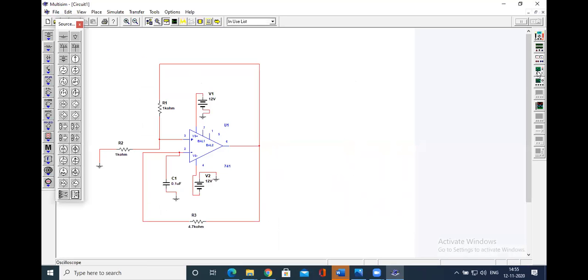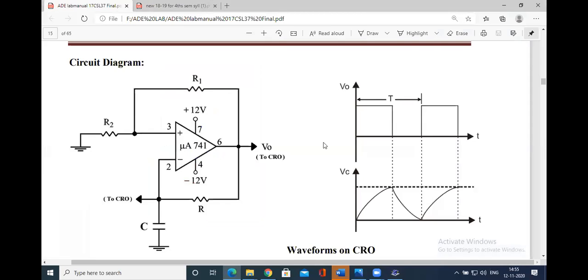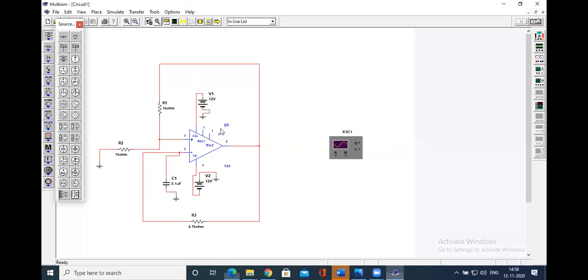So here the oscilloscope is there, this is CRO. No other thing will be used. So you have a CRO. One part has to be connected. So CRO, pin number 6 is the output, and the input has to be connected to pin number 2, right? Where you have pin number 2, you take this terminal of CRO, okay?